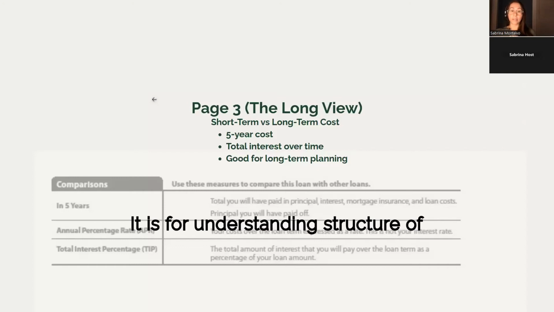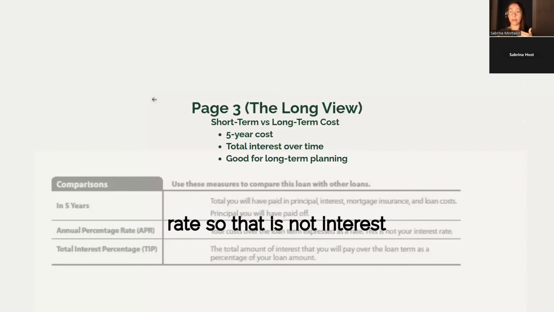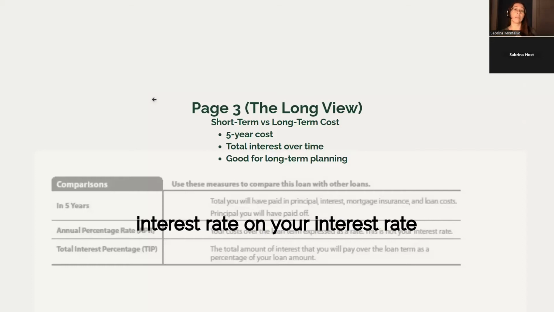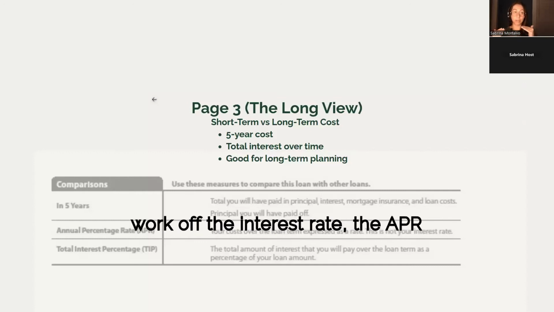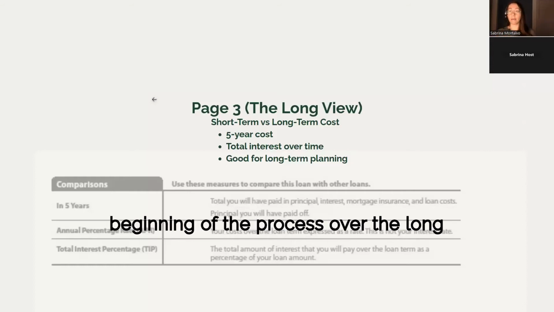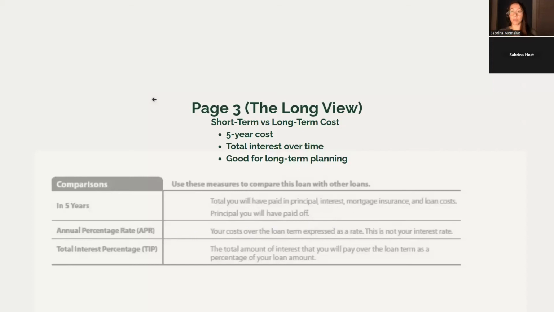So it is for understanding the structure of the loan. Annual percentage rate is your cost of the loan expressed as a rate. That is not the interest rate. APR gets really confusing with interest rate. Your interest rate is separate, and your loan will work off the interest rate. The APR is just what you see in the beginning of the process, over the long term. So it's your cost just expressed in a rate form.